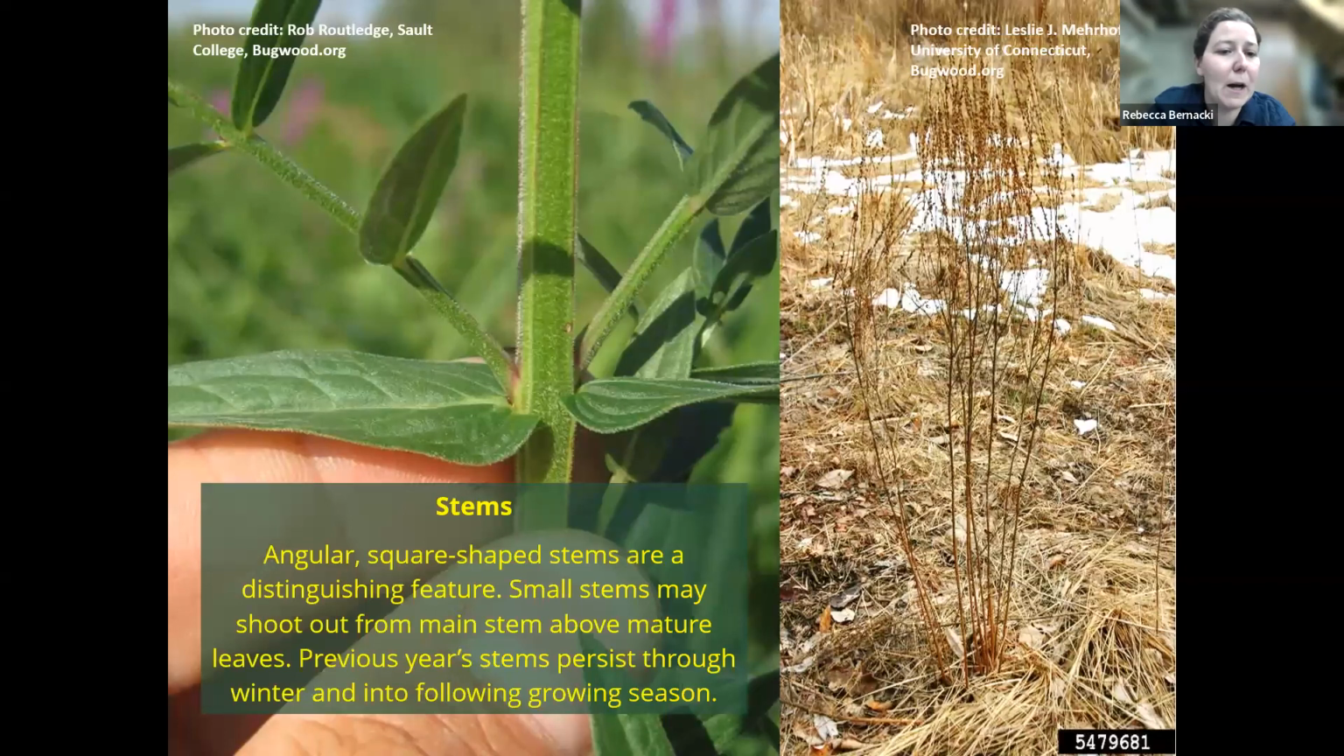Small stems may shoot out from the previous year's main stem, above mature leaves. And previous year's stems will persist throughout the growing season into the following year. As we can see in this picture here, it's very clearly winter, and we can very clearly see that purple loosestrife still there. You can actually see a lot of the seeds on there getting ready to be knocked off by the next thing that comes along to knock them off.